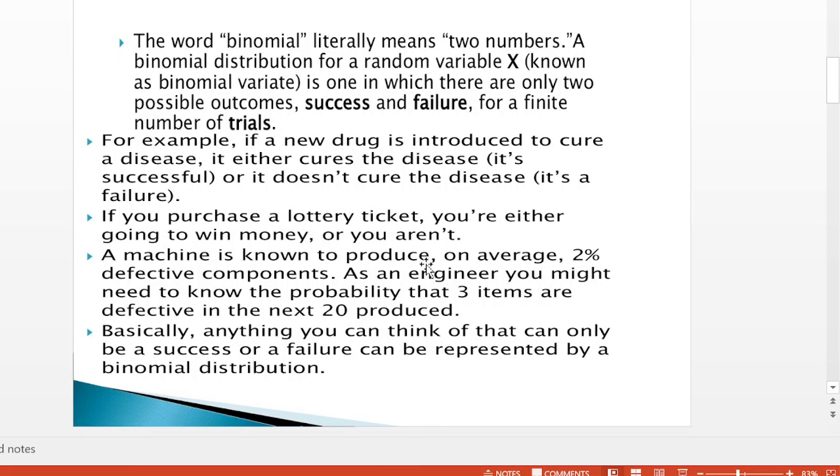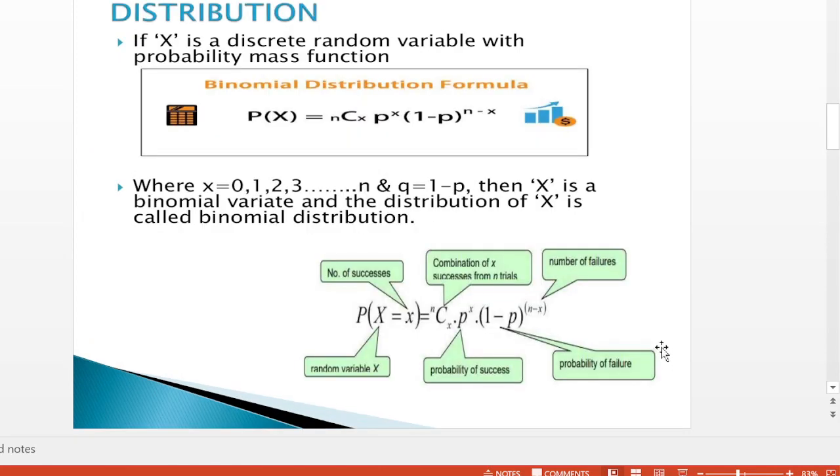A machine is known to produce on average 2% defective components. As an engineer, you might need to know the probability that 3 items are defective in the next 20 produced. Basically, anything you can think of that can only be a success or a failure can be represented by a binomial distribution.